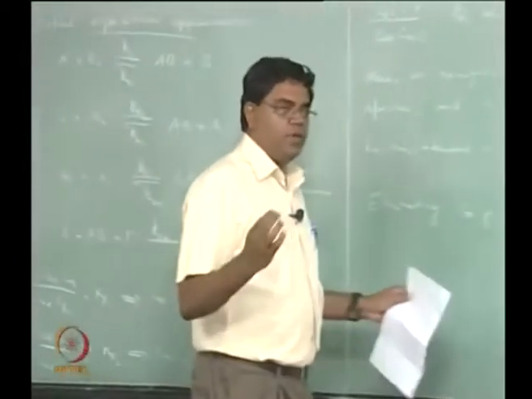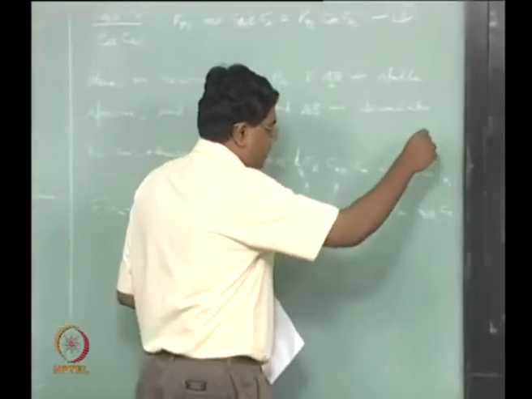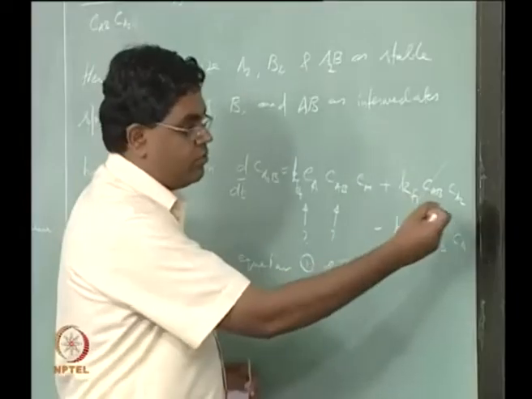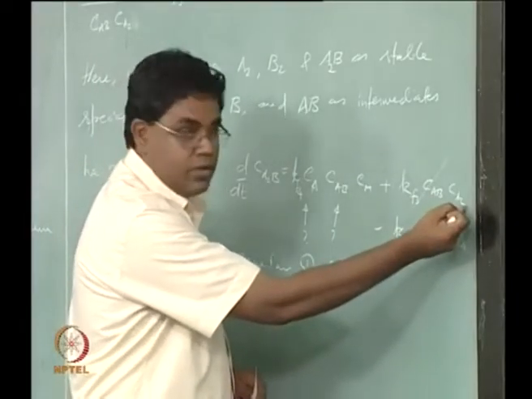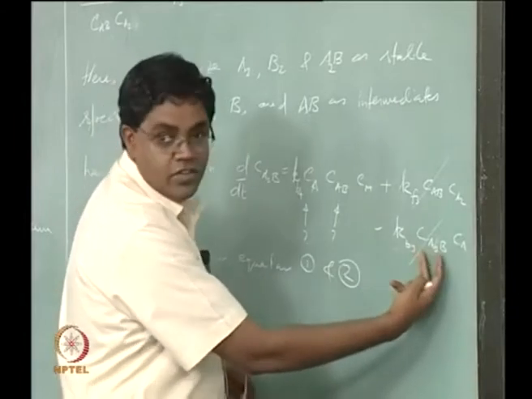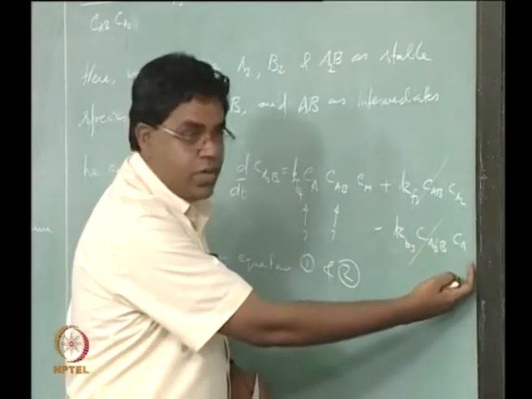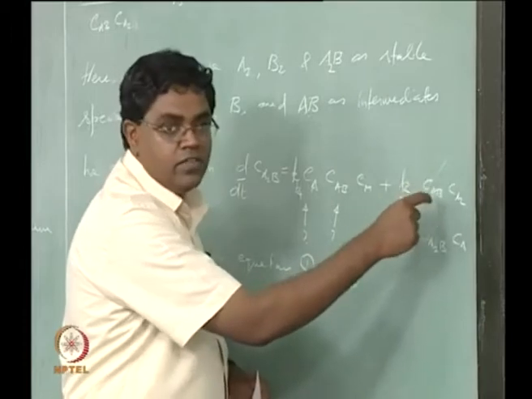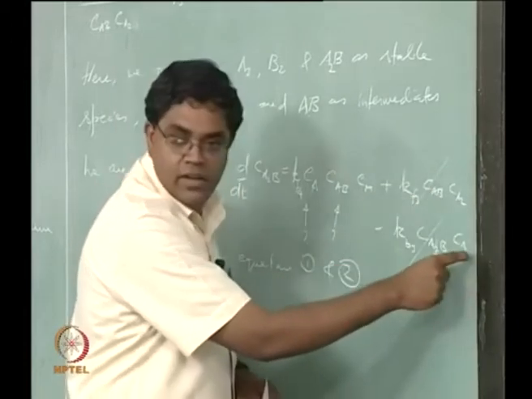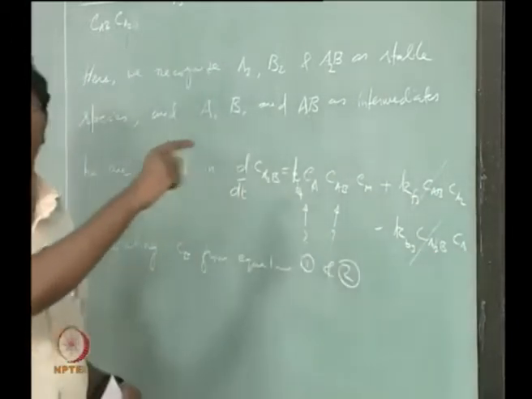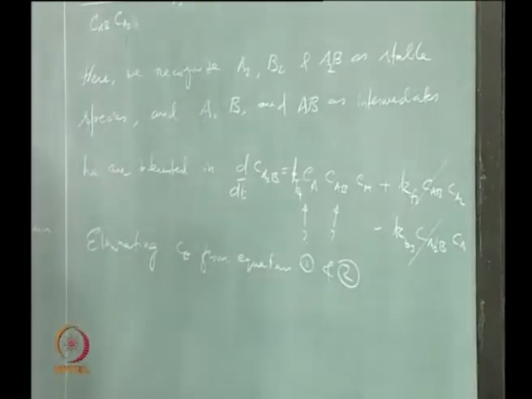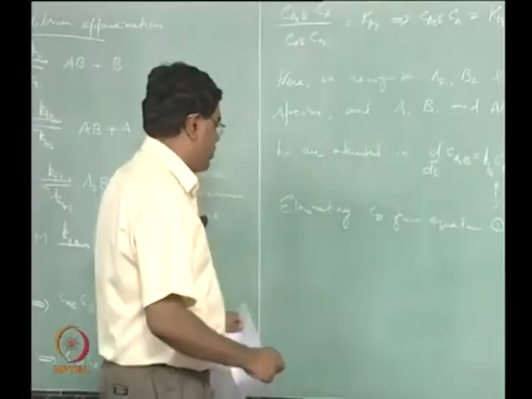If this were not to be cancelled, then we understand that this is unknown, but this is to be treated as known, and this is to be treated as unknown, and this is unknown, and still we would be requiring concentration of AB and A to be expressed in terms of A2, B2, and A2B. This is the procedure that we are looking for.